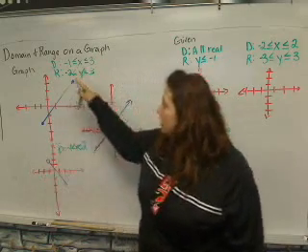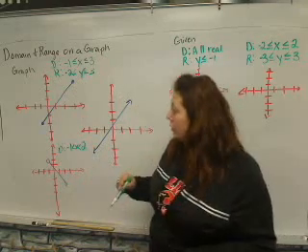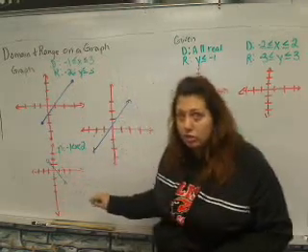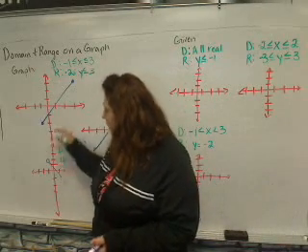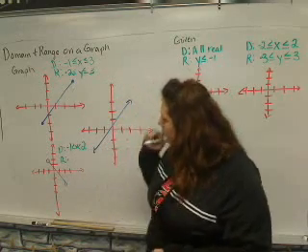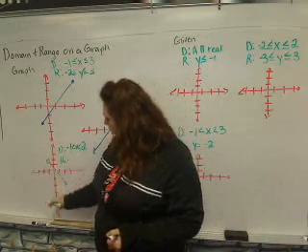So closed circle, equal signs, open circle, not equal signs. Okay? And you can have a combination of both. Okay? One can be open, one can be closed. Alright, so our range, we're looking top to bottom. Okay? So our range, we see it starts at a +2, or we can go to the bottom.